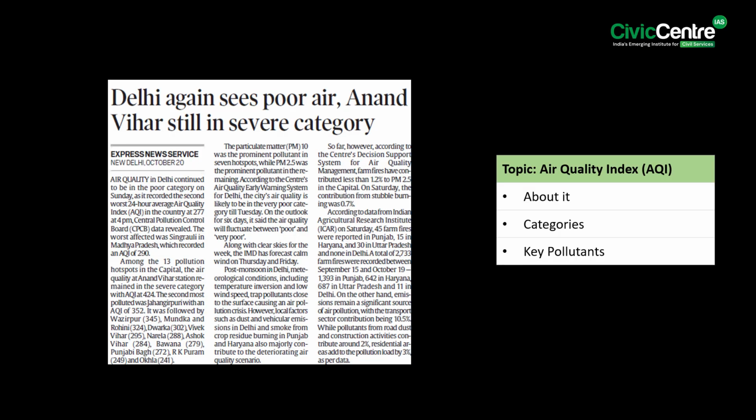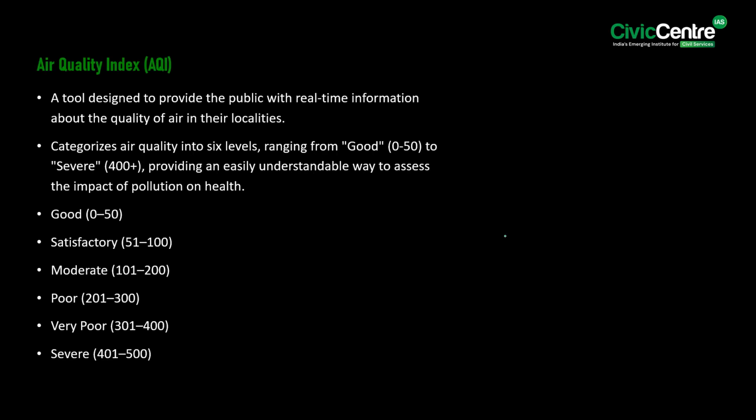The next article says that Delhi's air quality worsened late Sunday, with AQI passing 300 due to farm fires in Punjab and Haryana, forecasted to remain very poor through Wednesday. In this context, let us talk about the Air Quality Index, in short called the AQI. See, the AQI in India is a tool designed to provide the public with real-time information about the quality of air in their localities. Know that the AQI system categorizes air quality into 6 levels, ranging from good, amounting to 0 to 50, to severe, which is 400 plus, providing an easily understandable way to assess the impact of pollution on health.